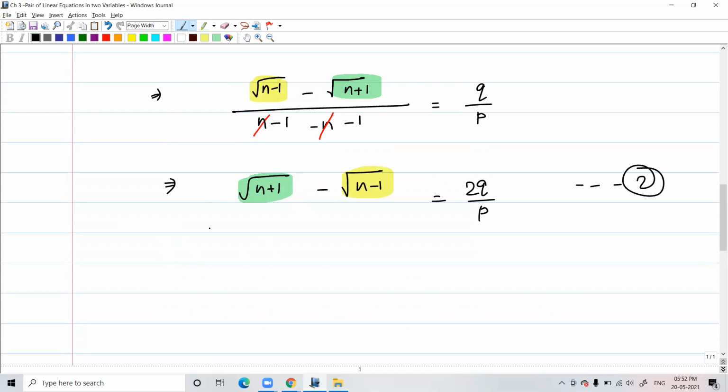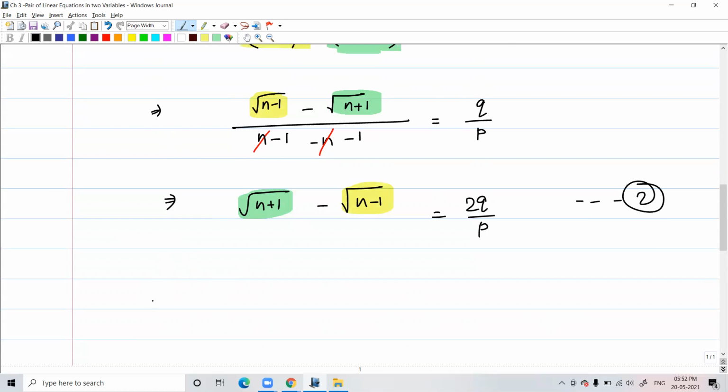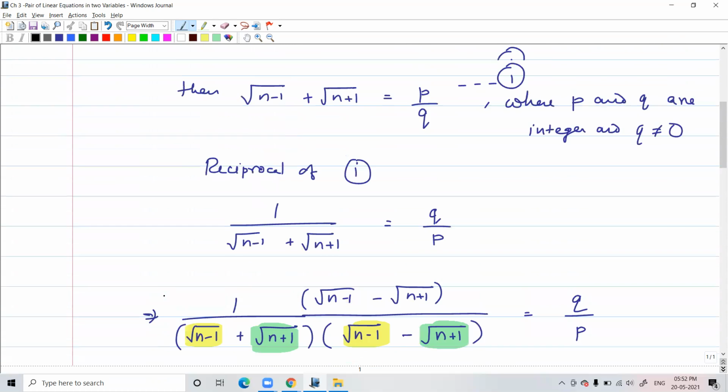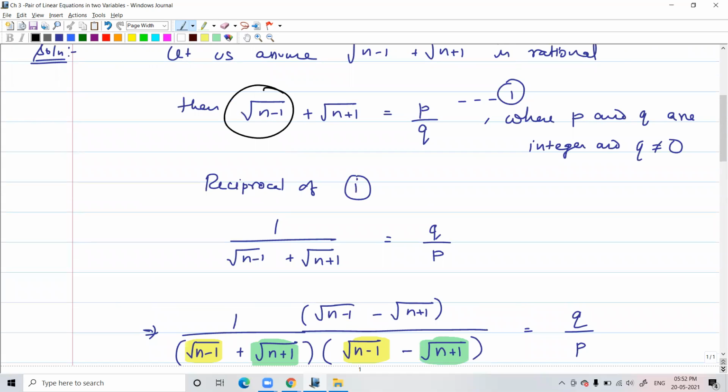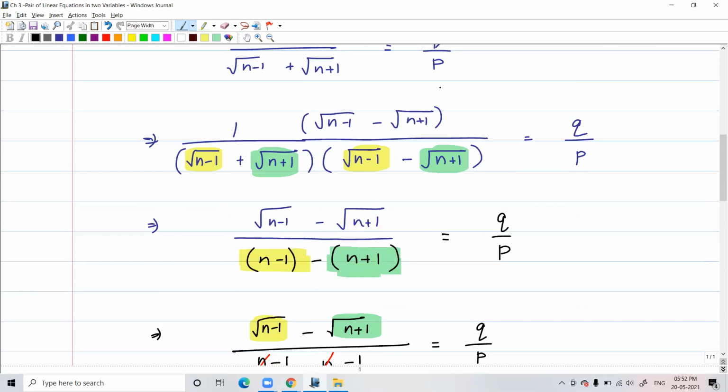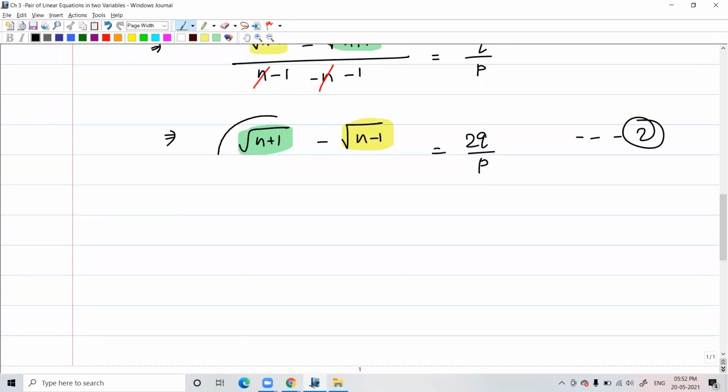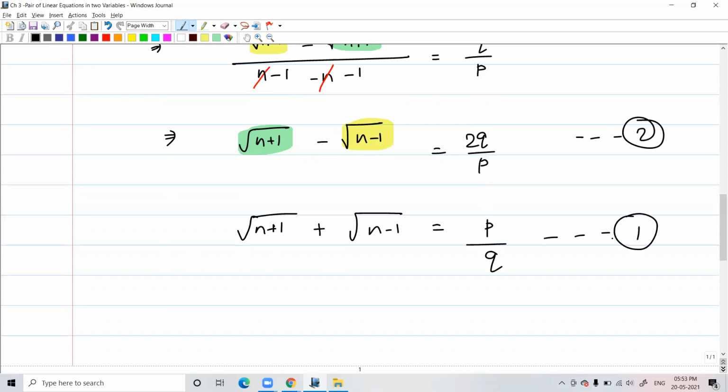Okay, so you see what is happening here. What was the first equation when we started? It was square root of n minus 1 plus n plus 1. This thing is equal to p by q. So let me rewrite that equation down again over here. Since there is an n plus 1 written first here, I will write the first equation also as n plus 1 here, and then a plus sign and then n minus 1. And that was equal to p by q. I'm just rewriting the first equation again. I have just reversed the order. A plus b can be written as b plus a.